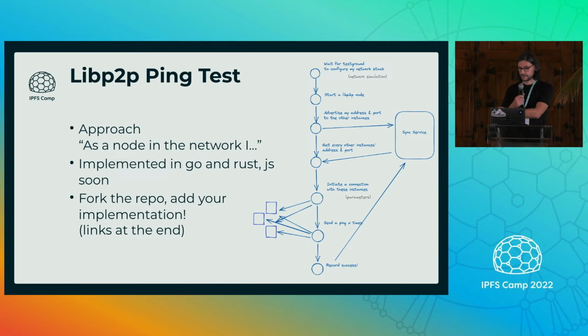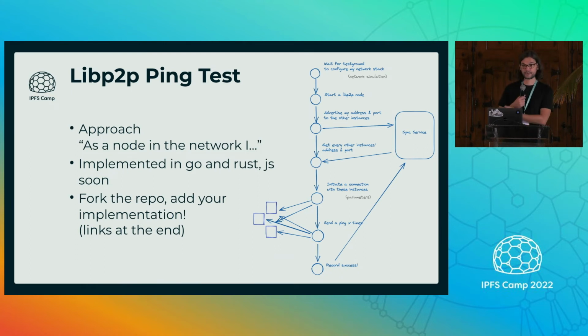When we are done with the synchronization, I, as a node, dial into other nodes, and I send a ping n times. If the connection and ping are complete, I record a success, else I record a failure. So that's it. This definition is implementation agnostic. We have a version implemented in Go, which is really just a main.go file, and we have another one that is implemented in Rust. We're working on a JavaScript version.